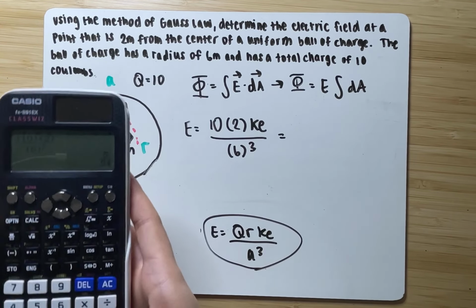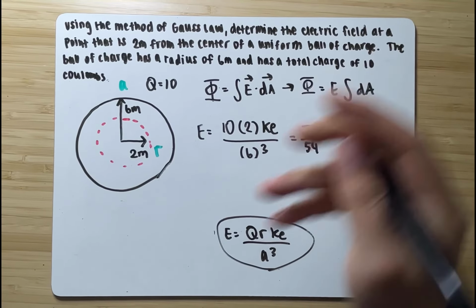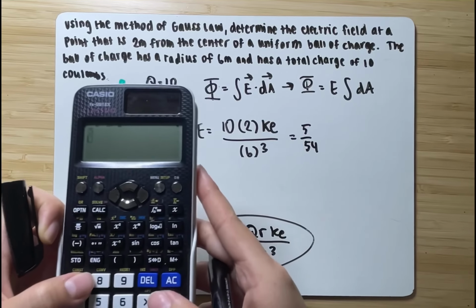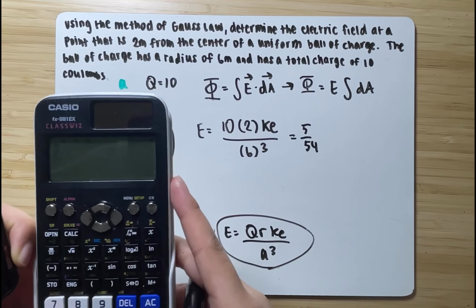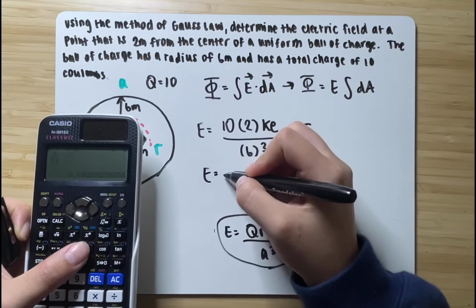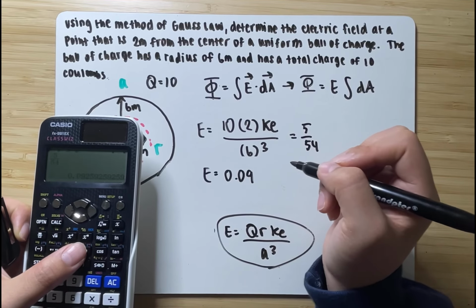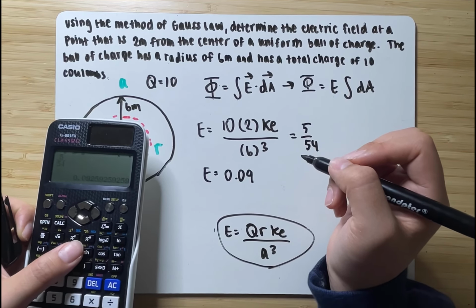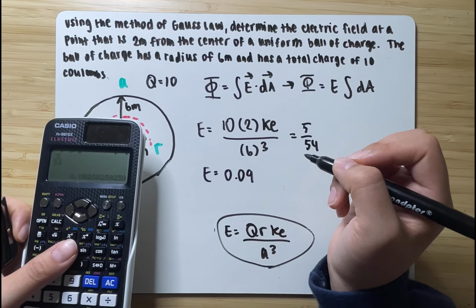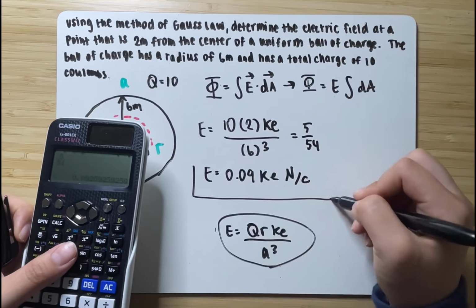You get 5 over 54. So 5 over 54, which you can write as a decimal to be 0.0925925929, which is a lot, so we're just going to keep it as 0.09 Ke newtons per coulomb. And this would be your answer.